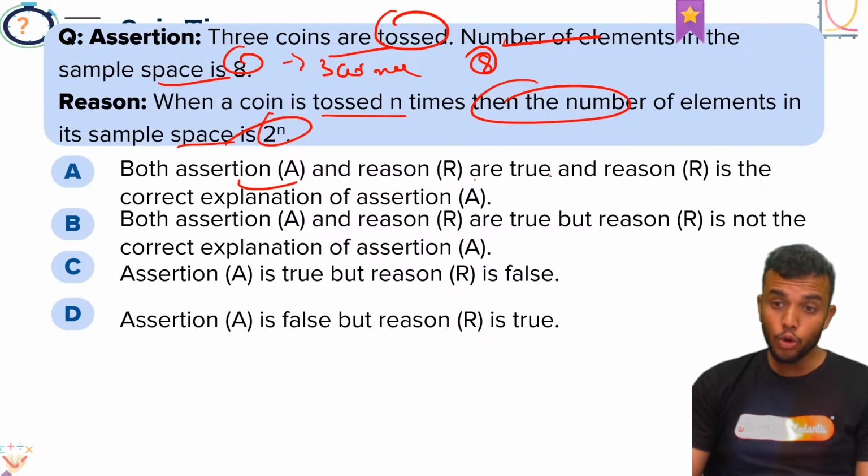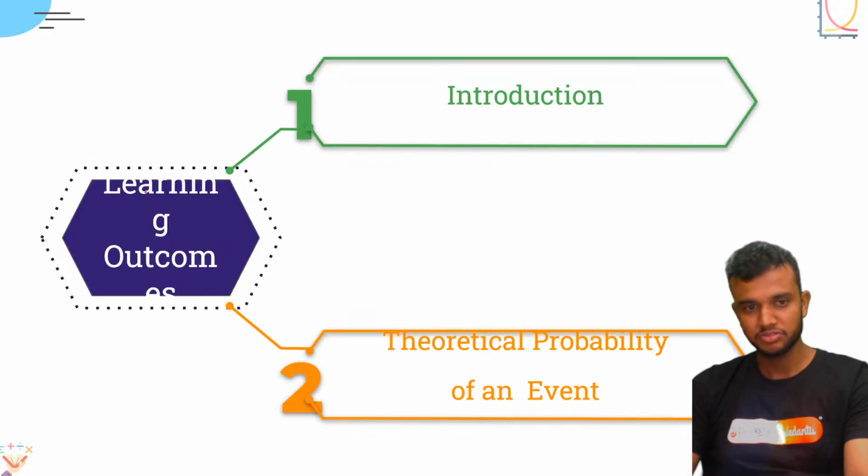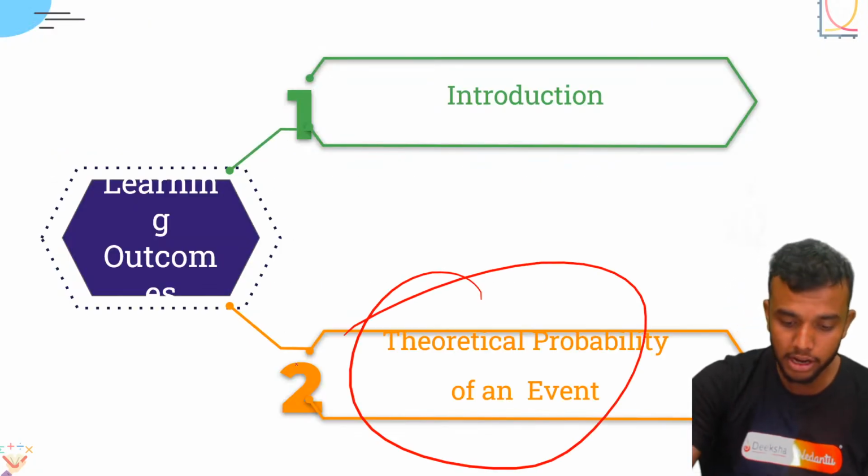Both A and R are true, R is the correct explanation. A and R are true, R is not the correct explanation. A is true, R is false. What is the correct answer? Answer is A. Yes. Then move on to the theoretical probability of an event.